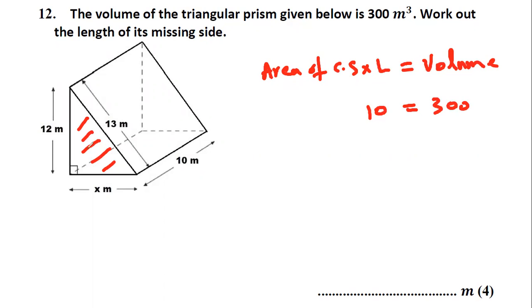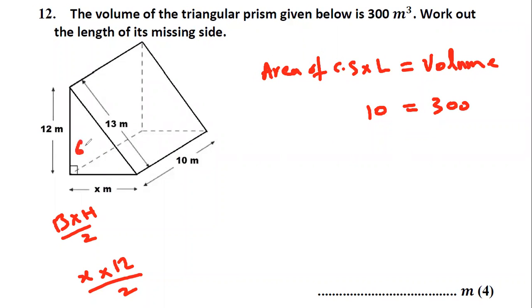How can I work out the area of the cross section? Right, so we know that to work out the area of a triangle, we know that it's base times height divided by 2. And base is x times by 12 divided by 2. So basically x times 12 will be 12x divided by 2 will be 6x. So the area of this triangle is 6x meters squared, not cubed, as area is always meters squared.